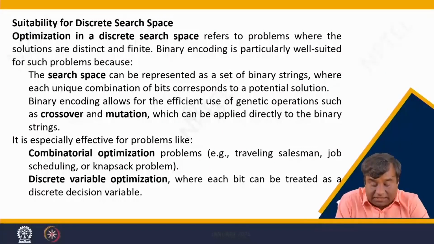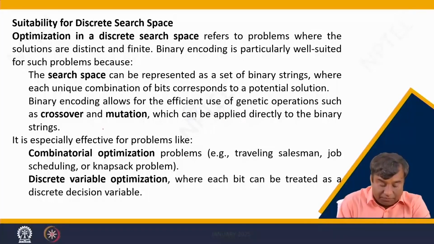Suitability for discrete search space. Optimization in a discrete search space refers to problems where the solutions are distinct and finite. Binary encoding is particularly well suited for such problems because the search space can be represented as a set of binary strings, where each unique combination of bits corresponds to a potential solution. Binary encoding allows for efficient use of genetic operations such as crossover and mutation, which can be applied directly to the binary string. So crossover and mutation are easy in binary encoding.